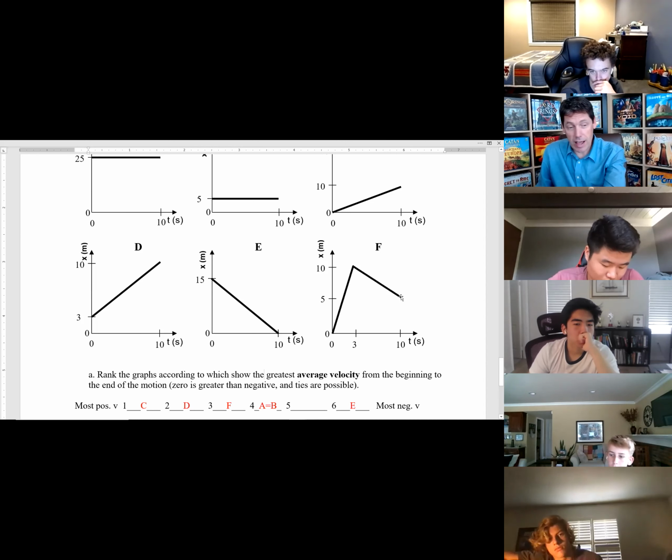So it ends up at 5. It started at 0. 5 minus 0 is 5. So it went 5 meters displacement. And that happened in 10 seconds. So 5 meters divided by 10 seconds is 0.5.